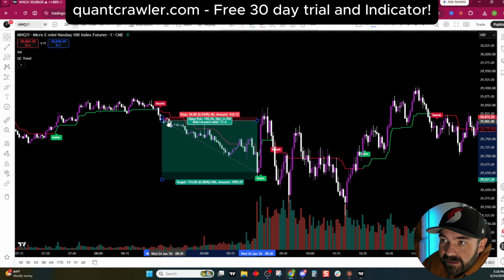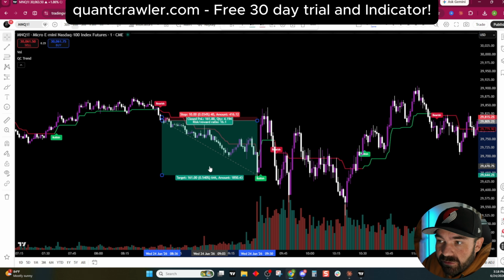So these are running at essentially no drawdown. 10 points on MNQ is 20 bucks. And then from here, it just runs down to a 160 point take profit, would have been a $320 profit on a $20 risk. That's incredible. It's a 1 to 16 risk to reward right here.